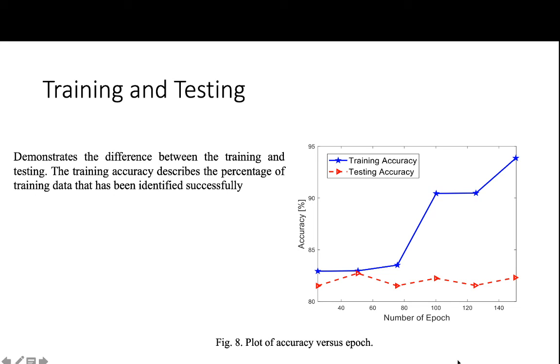We plotted the training accuracy and testing accuracy, that is, the plot of accuracy versus epoch. So this describes the efficiency of our work.